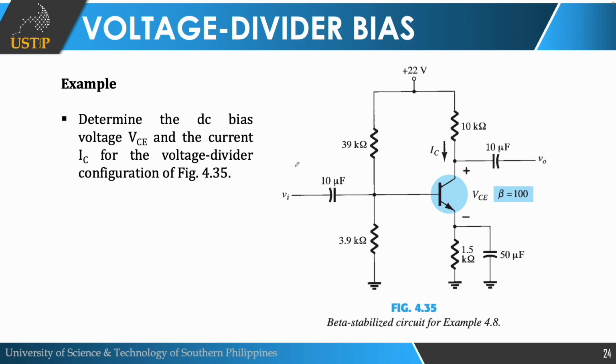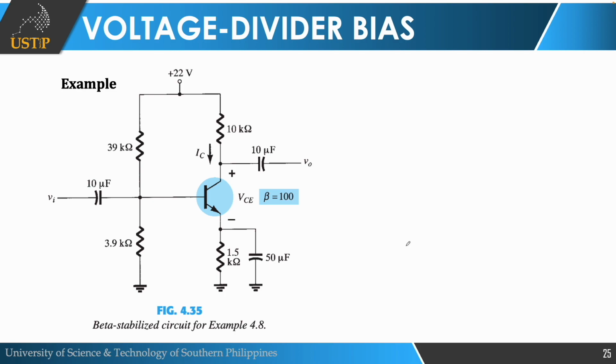Okay, let's have this example. Determine the DC bias voltage VCE and the current IC for the voltage divider configuration of this figure. Of course, before getting our IC, we need to know the value of our IB. And in order to get the value of our IB, we need to get the Thevenin equivalent circuit for the resistor and the voltage. So first, let's get the RTH value.